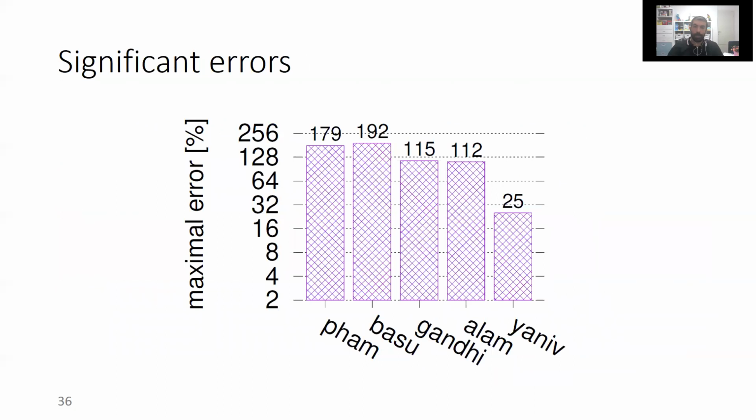Here are the results. The x-axis lists the linear models named by their developers, Pham, Basu, Gandhi, Alam, and Yaniv. And the y-axis shows the maximal per model error across all benchmarks and machines. We see that the errors can be quite high, ranging from more than 20 to nearly 200%.